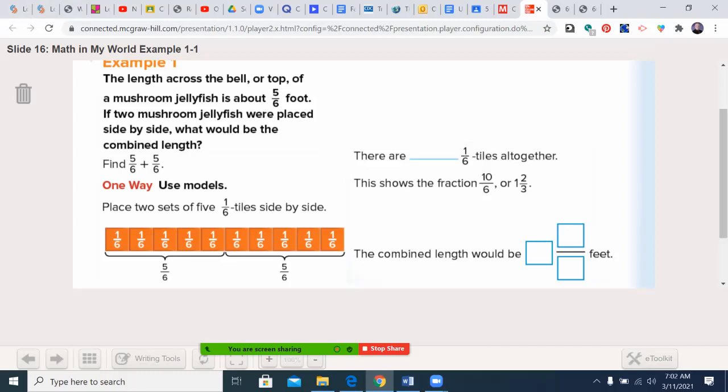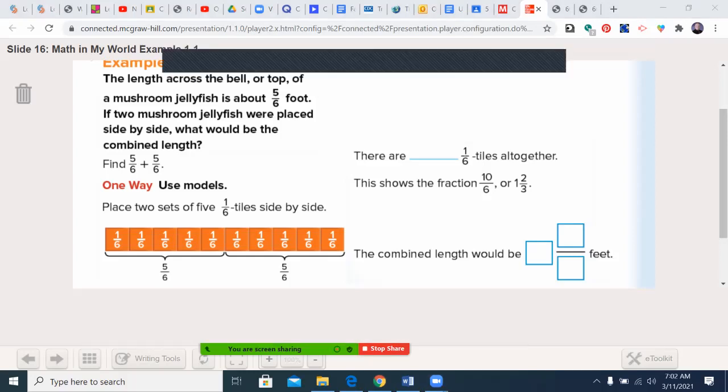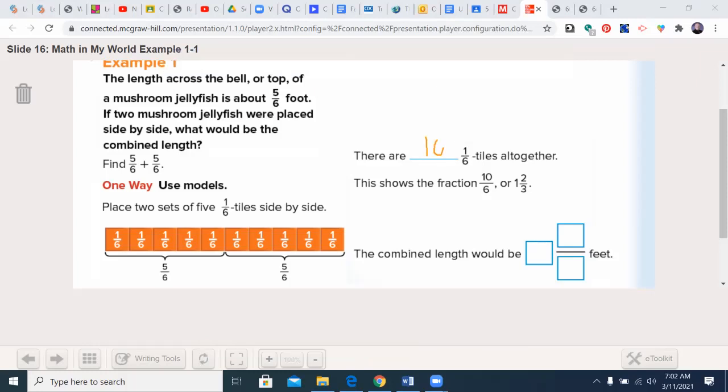Each of these represent 1/6 of a foot. So 1, 2, 3, 4, 5. That goes to the first jellyfish, and then the next five go to the second jellyfish. So together I now have 1, 2, 3, 4, 5, 6, 7, 8, 9, 10 blocks. So there are 10 1/6 tiles, and that means it's 10/6.